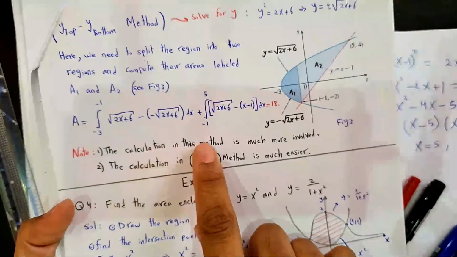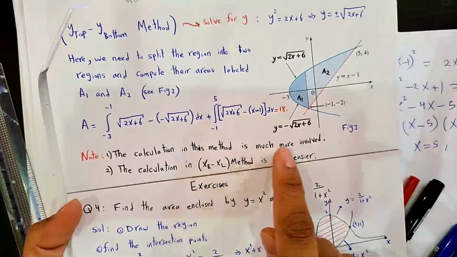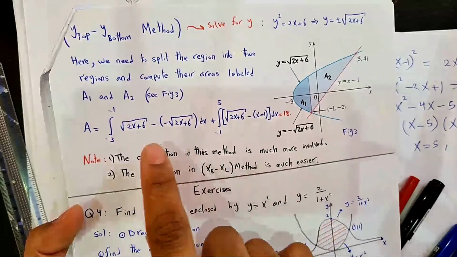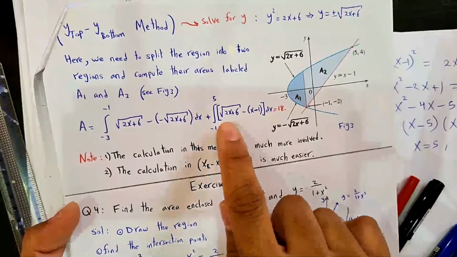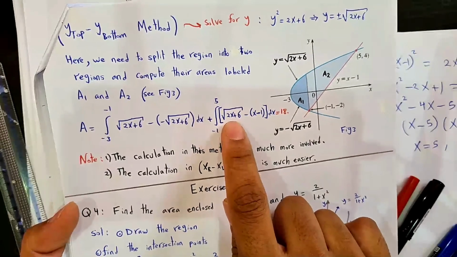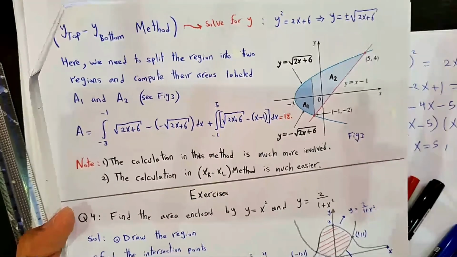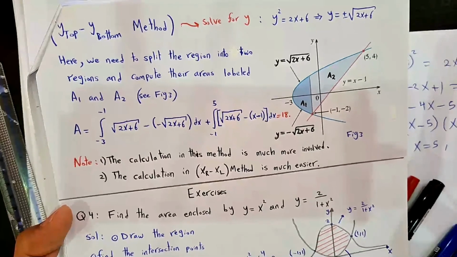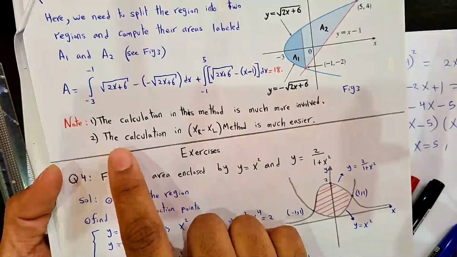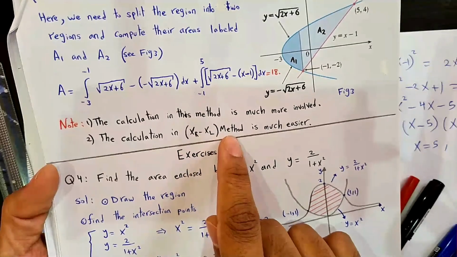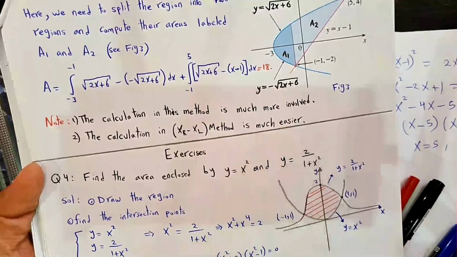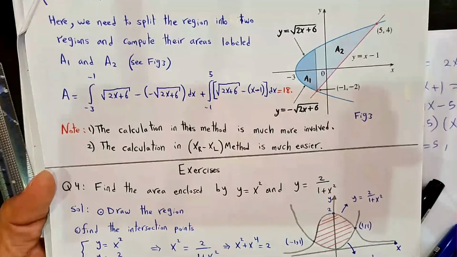The calculation in this method is much more involved. That means we split the integral in two parts. Not only this. How to evaluate this integral? You need to use a substitution. And for sure you will take time. So this method is not recommended. Note number 2, the calculation in the x right minus x left method, which is the previous one, is much easier. So this method is recommended.